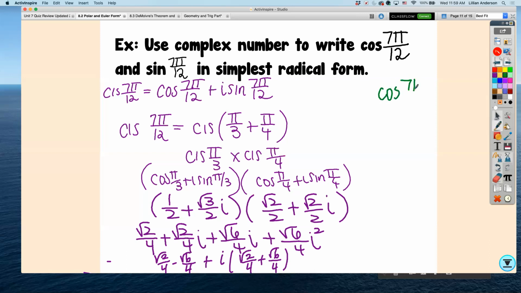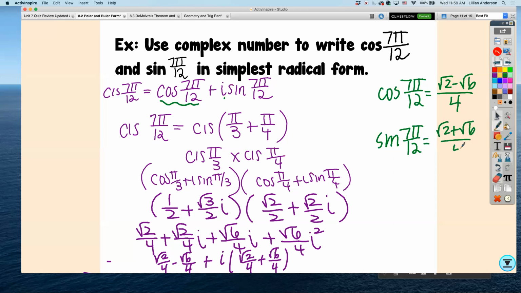Cosine of 7 pi over 12, remember, is the real part of a complex number. So the real part would be root 2 minus root 6 over 4. But then sine of 7 pi over 12 would be the imaginary part, because sine is always attached to your i. So then it would be root 2 plus root 6 over 4.